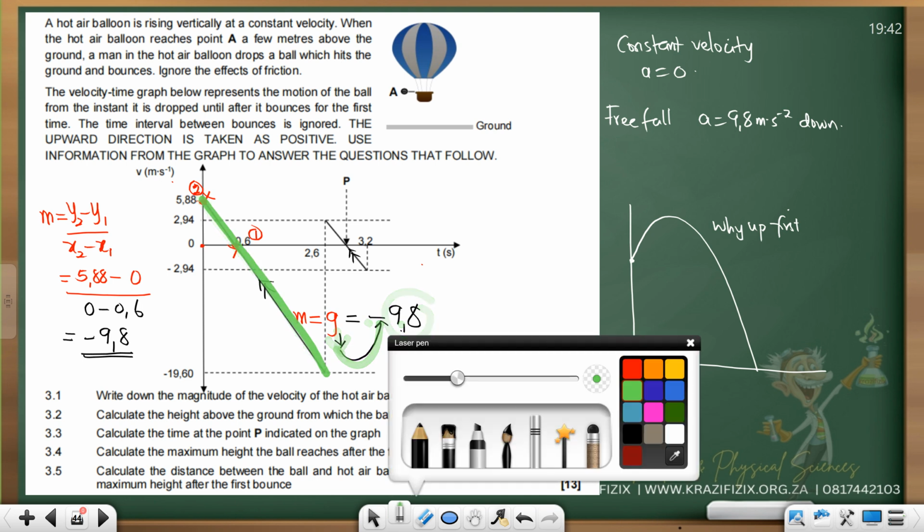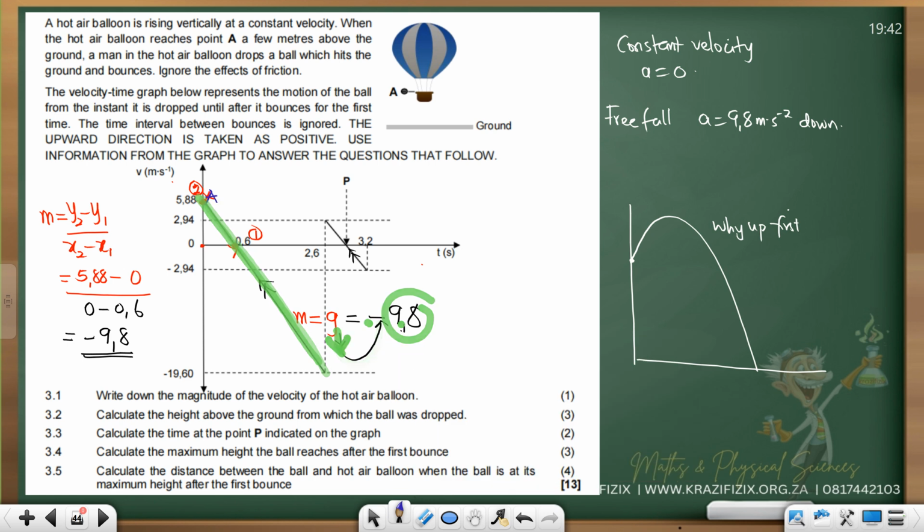Okay. Another thing before I look at these questions, everybody, let's call this point A. Oh, I changed it. It's fine. Point B, point C, point D, point E, and point F. Please look at this. I want you to enjoy physics before we even jump into calculus. These calculations are so easy once you understand the whole story. What is the velocity at A? 5,88. What is the velocity at B? 0.